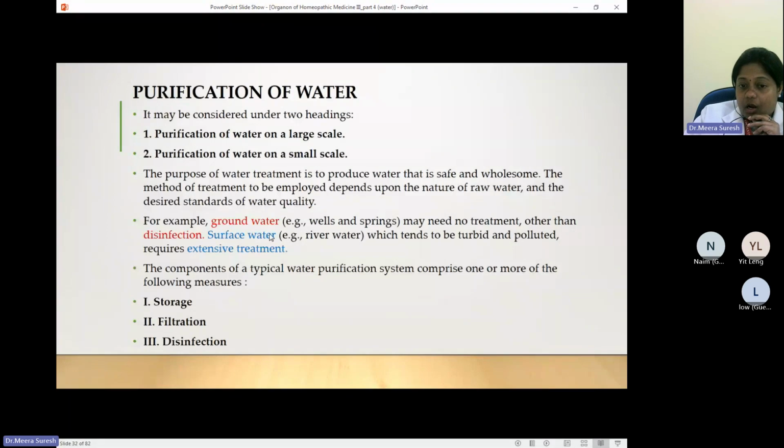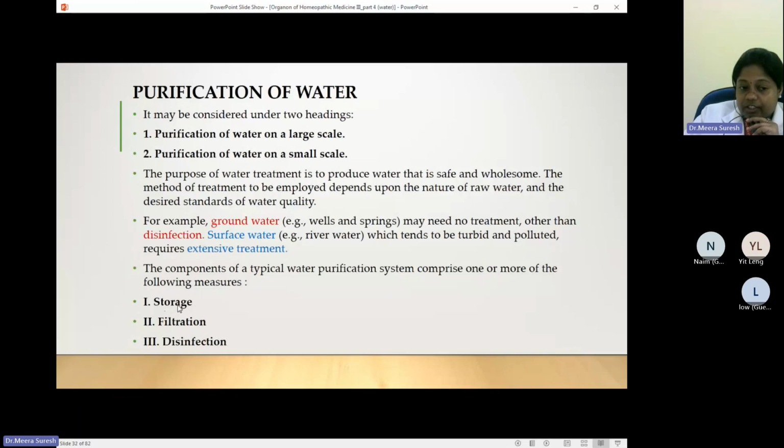For example, if it is groundwater, like wells and springs, as we told earlier, it may not need any particular treatment, only disinfection is required. But if it is surface water, rivers and streams, we saw that it may be extremely contaminated, turbid, polluted, and it requires extensive treatment. So it depends upon the source of the water how much purification has to be done. The components of a typical water purification system comprise one or more of the following measures.